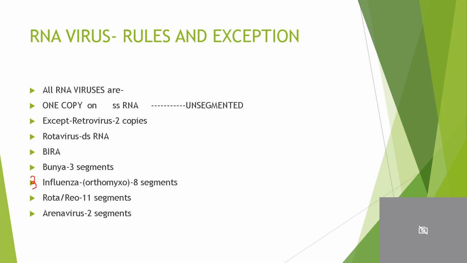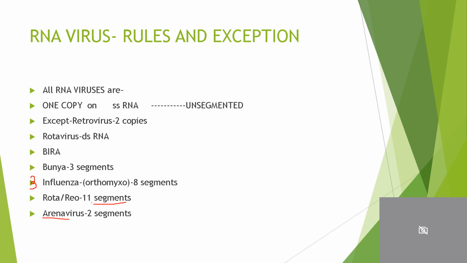Okay, so from that we can recall that it has 3 segments. Then is influenza virus, which is the orthomyxovirus. Ortho means 8, that it has 8 segments. Then next in the list we have R, which is the rotavirus. Now rotavirus is the one which has 3 plus 8, we have 11 segments. And lastly we have the arenavirus, which has 2 segments.